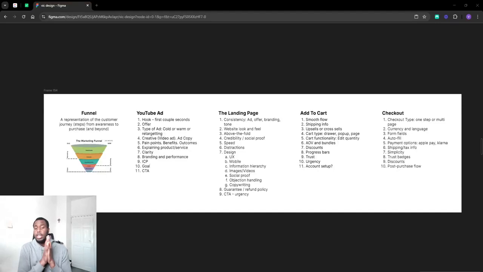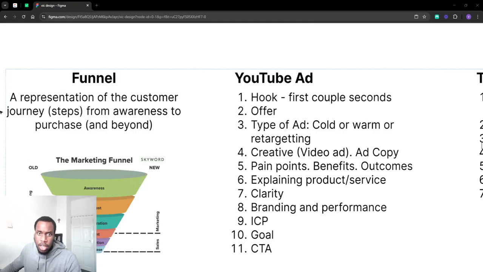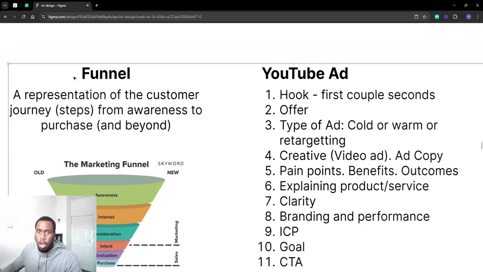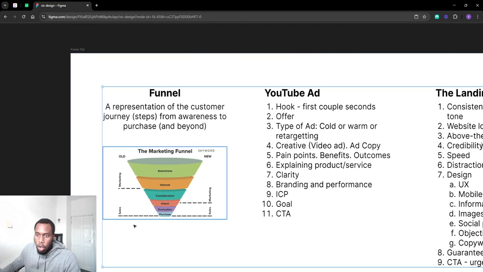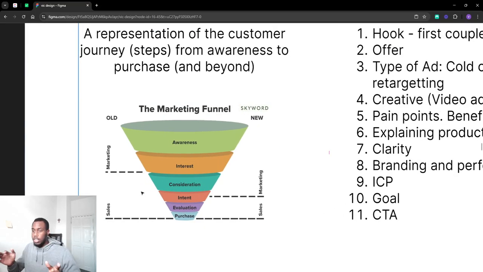Okay, so if you're an e-commerce brand owner, you need to understand what a funnel is and how it works. So I've got a little definition for you over here. A funnel is a representation of the customer journey or steps from awareness to purchase and beyond. Now you can see I've got over here a graph and it says the marketing funnel. So this isn't something that's just e-commerce focused. This is a basic concept of marketing.